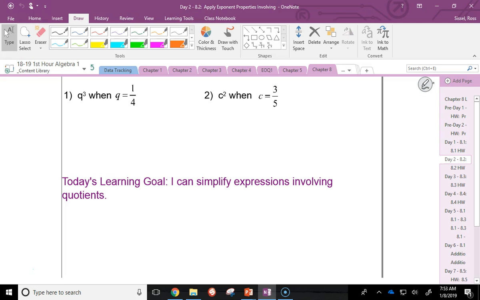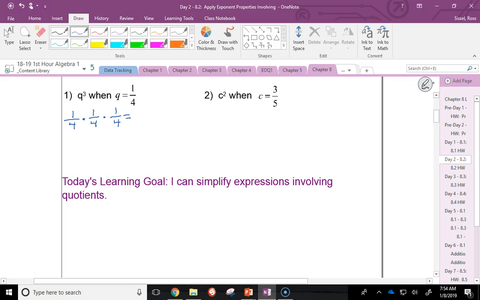So remember, here's the easiest way. When I was looking at these, one thing that helps me, especially with the fractions, is understanding what this means. When we put an exponent on, it means we're multiplying the number by itself. So if I do q to the third power, and q is 1/4, that really means I'm doing 1/4 times 1/4 times 1/4. That is what that power of 3 means.